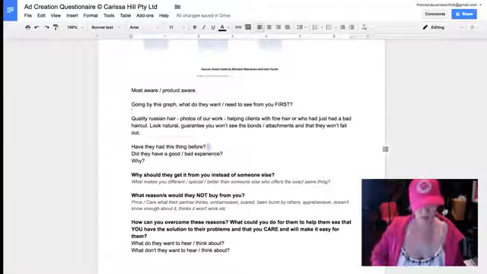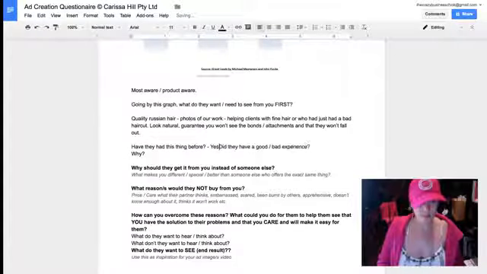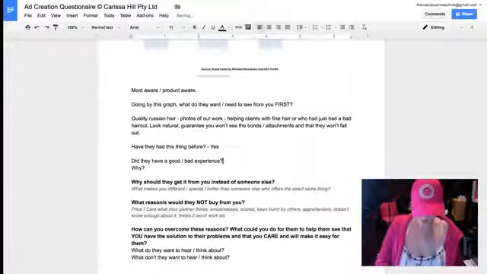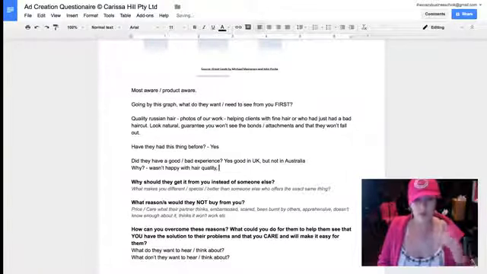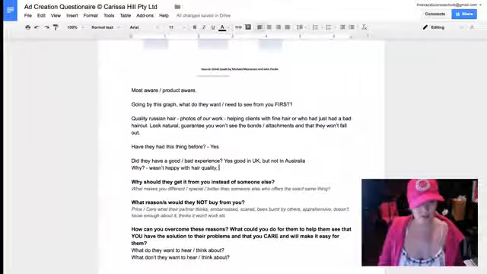Have they had this thing done before? Yes. Did they have a good or bad experience? Yes, she had a good experience in the UK, but not in Australia. Why? Because she wasn't happy with the hair quality. I hope that this is helping, just seeing it done in a real example. This is what I want you guys to be able to do, and then create an ad around that.